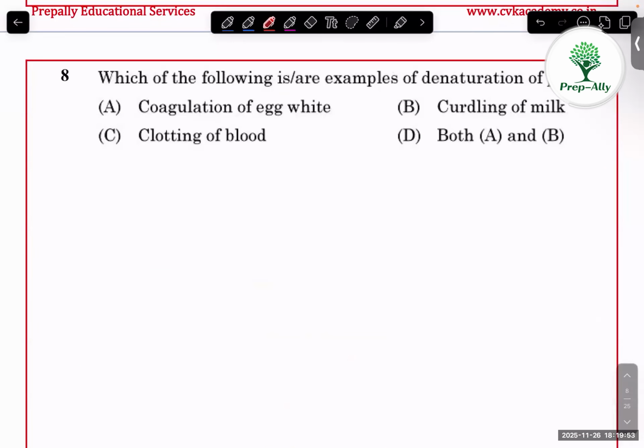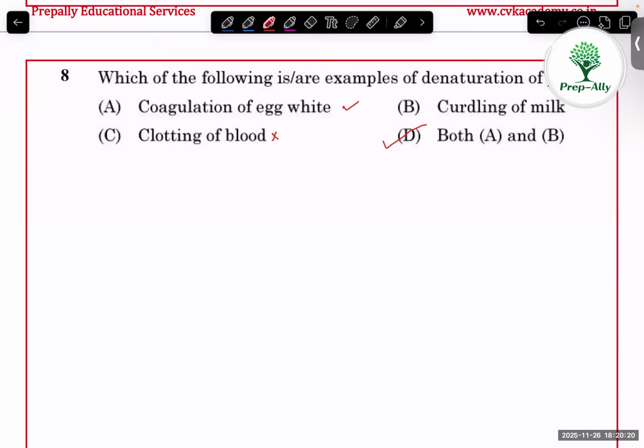Now for this question, which among the following are examples of denaturation of protein? So this is also something that is directly given in the textbook only. Clotting of blood is not an example for the denaturation of protein. Coagulation of egg white, curdling of milk, both of them are coagulation examples. So answer will be option D. So denaturation of protein in the textbook, whatever the example as well as the explanation which I gave in the last particular question is important.